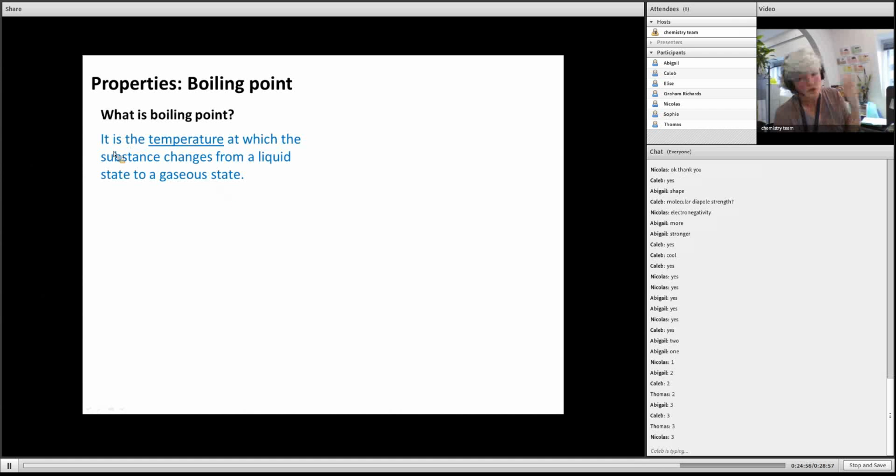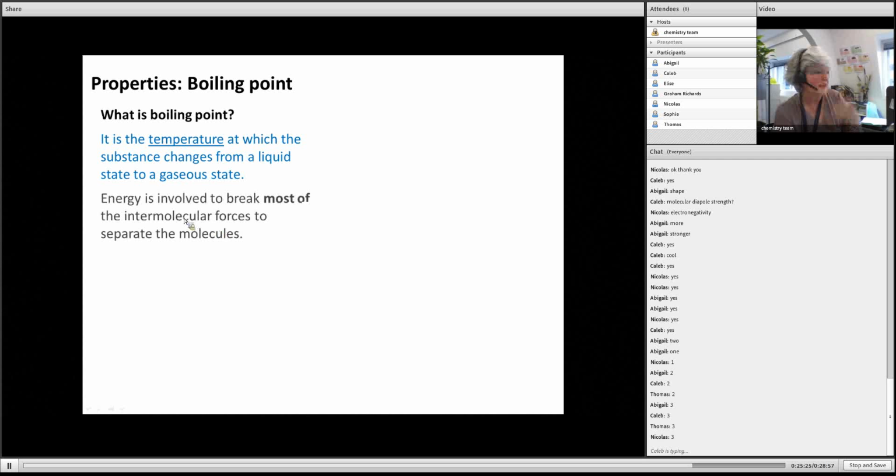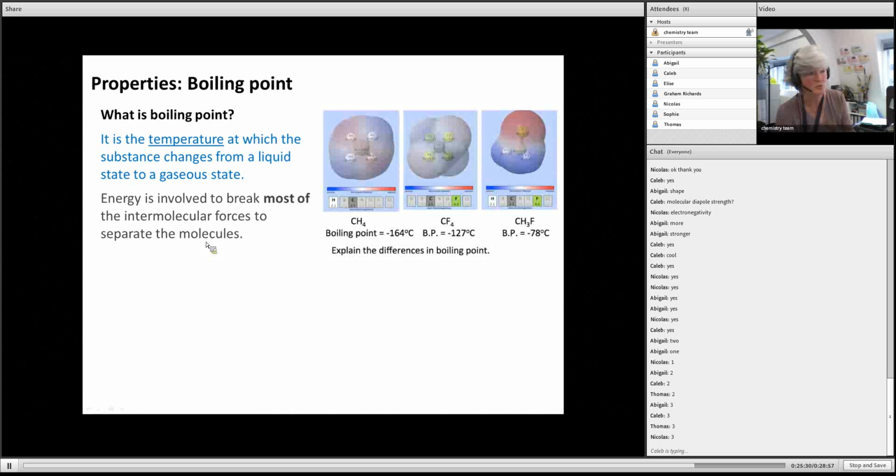So you may, for an achieved level, get a question of what is boiling point. A lot of students leave out the fact that it is a temperature. So it is a temperature which you measure in degrees Celsius or Fahrenheit or Kelvin, depending on what scale you use, but it's a temperature with its own scale. It's not just the point at which a substance changes from liquid to gas. You get nothing for that. It's a temperature at which this happens. And as I say, you've got to pretty much break nearly all the intermolecular forces.